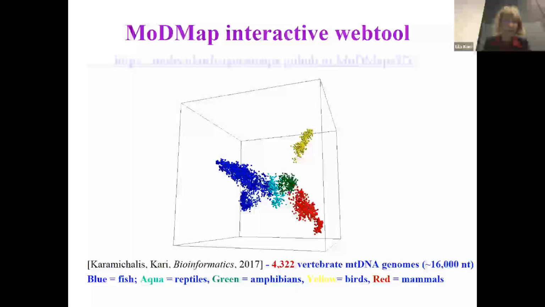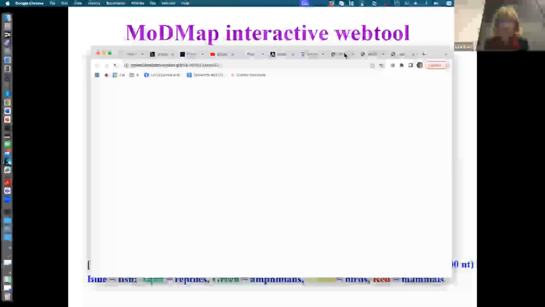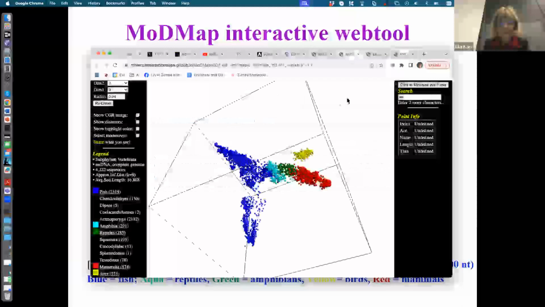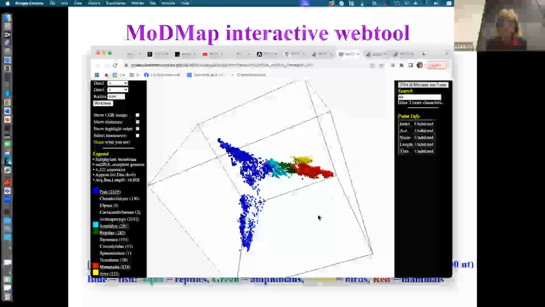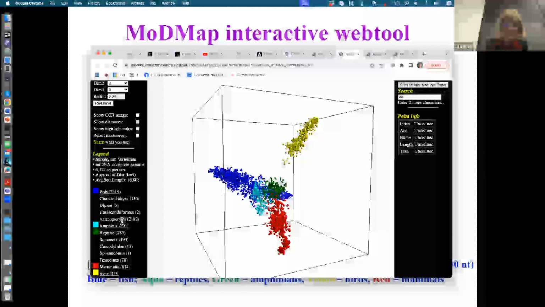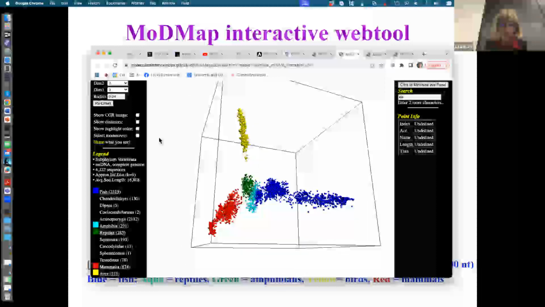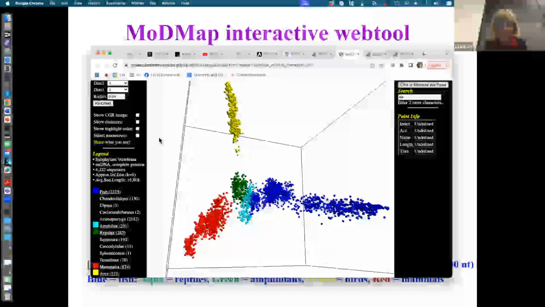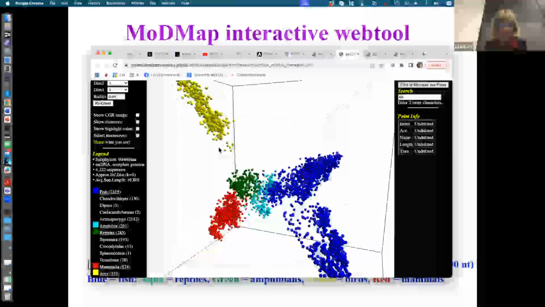He had a 3D representation where, I think I have it here already. Okay, so this is a representation, molecular distance map, we called it, of vertebrata, where dark blue are fish. This teal is amphibians, green is reptiles, red is mammals, and yellow are birds. So you see, you can rotate and you see what's going on. You can zoom in, you can zoom out. It's a little bit like Star Wars here, you can have it come at you.